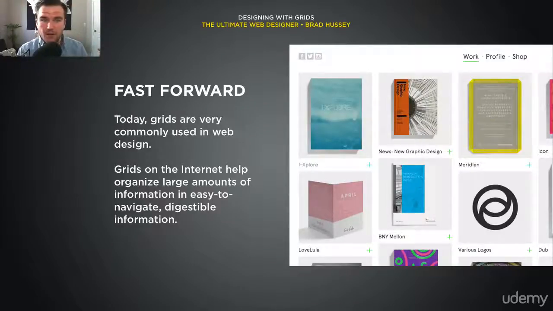Fast forward to now, today grids are very commonly used in web design. Grids on the internet help organize large amounts of information and make it easy to navigate, digestible information. In fact, grids are so common in design on the web and in print and everywhere else that it's probably so ingrained in how you perceive design that you don't even realize they're there.